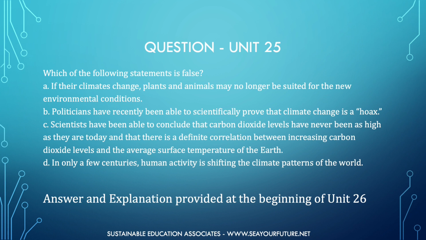Choice C. Scientists have been able to conclude that carbon dioxide levels have never been as high as they are today, and that there is a definite correlation between the increase in carbon dioxide levels and the average surface temperature of the Earth. Or choice D. In only a few centuries, human activity is shifting the climate patterns of the world? The answer and explanation are provided at the beginning of Unit 26.